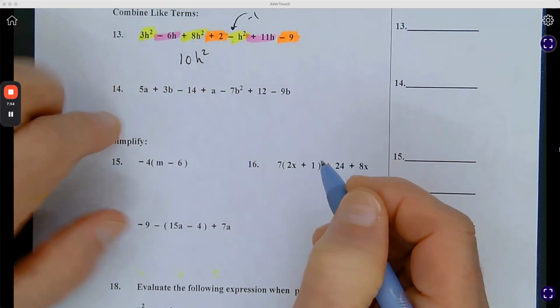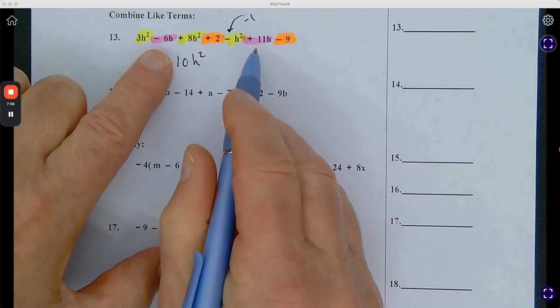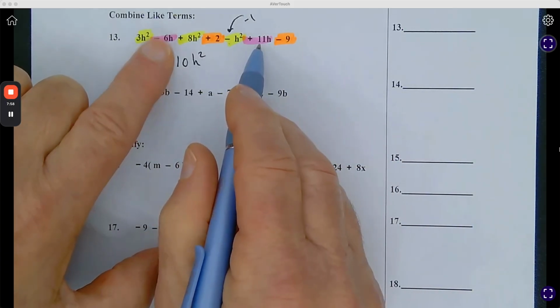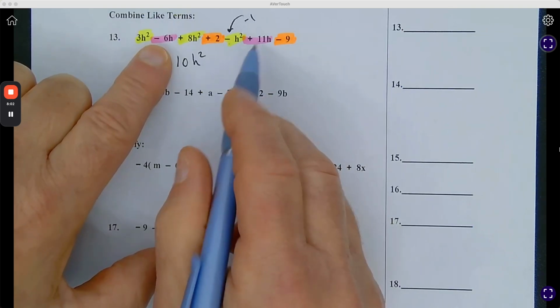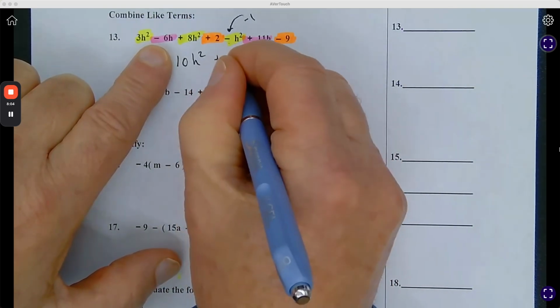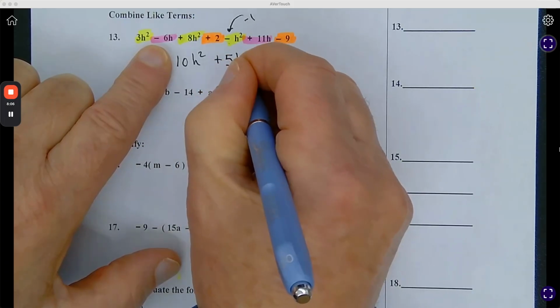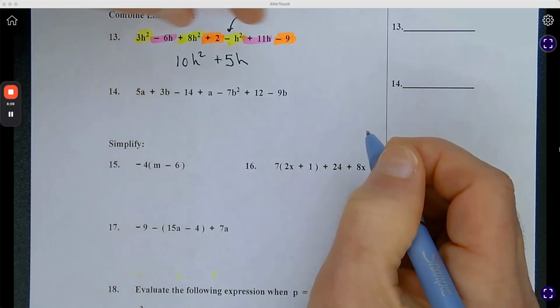H squared. Now I have negative 6 plus 11. Do I have more positives or more negatives? That's right, I have more positives. I have 5 more positives. Very good. So that's plus 5, and the category is H.